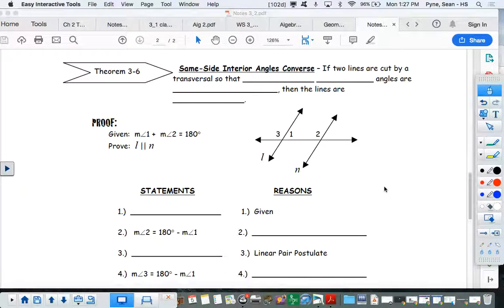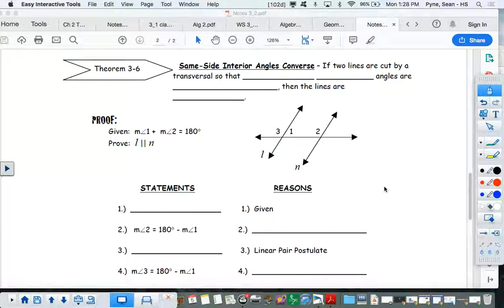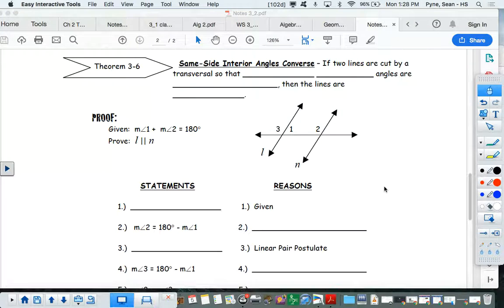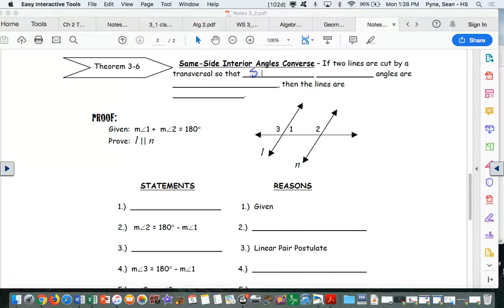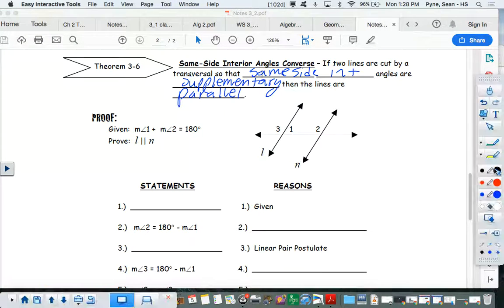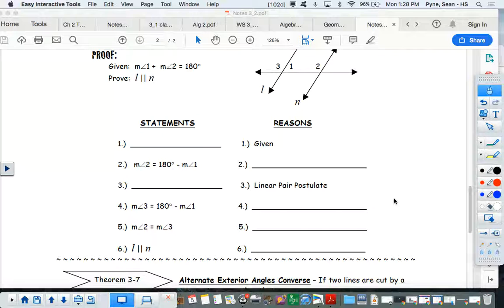All right. Same side interior angles converse. If two lines are cut by a transversal so that same side interior angles are supplementary, then the lines are parallel. Okay. Let's give it a try.